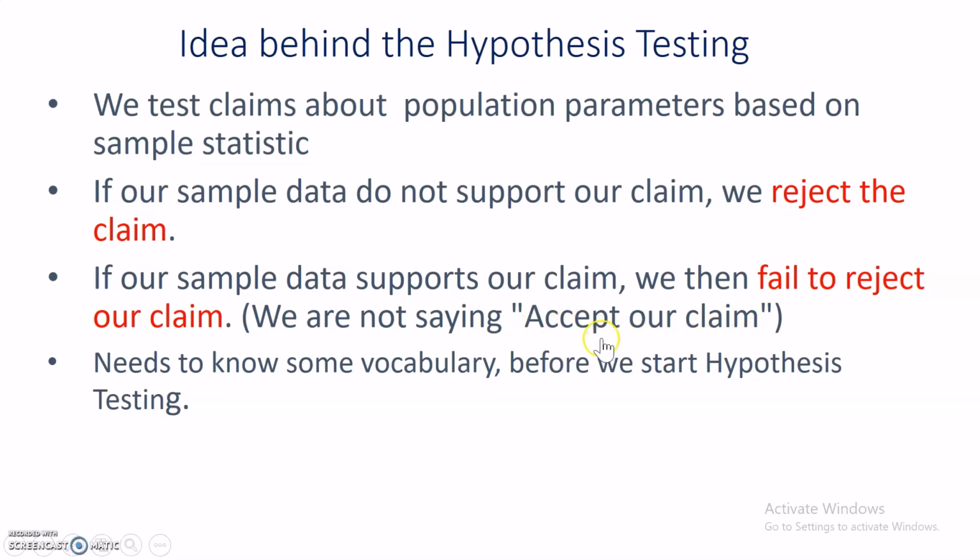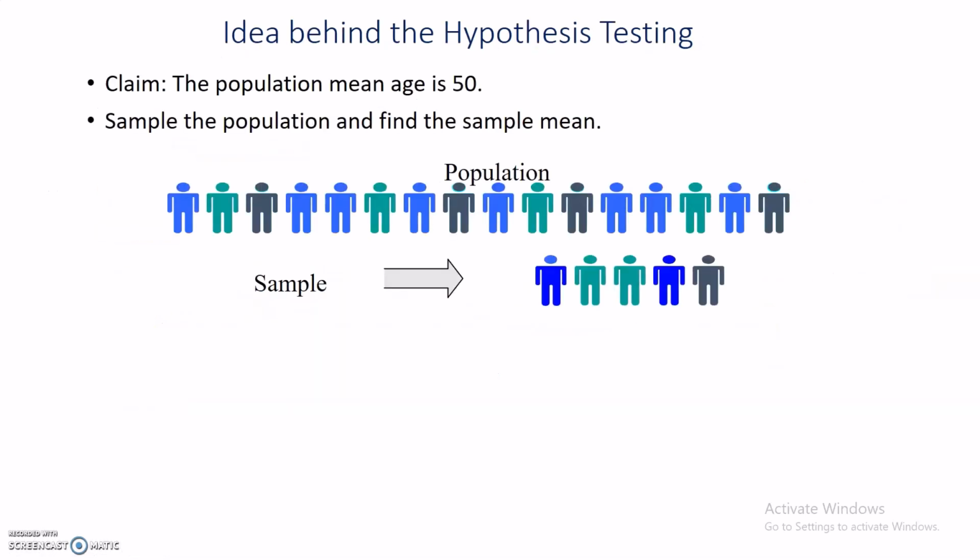The reason is that accepting something is a stronger word, and on the basis of some sample evidence, we cannot give such a strong statement about a claim. So we either say reject the claim or we fail to reject the claim. Let's understand this with the help of an example.